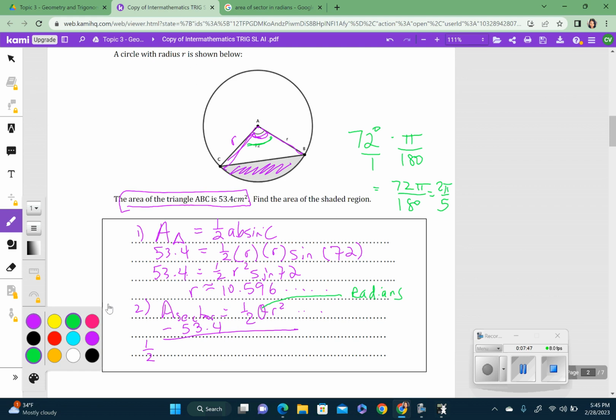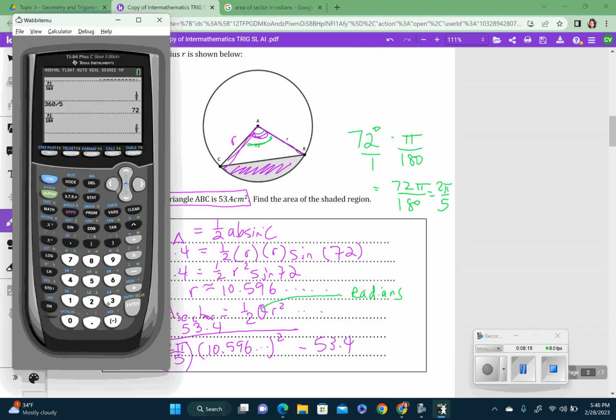So now let's go back over here, and I'm going to plug it in right here. So it's 1/2 times our theta, which is 2 pi over 5. And then our radius squared is going to be this number. So it's going to be times 10.596, all of this squared. And then you're going to subtract 53.4. Watch how I do this on the calculator, because remember, you're not going to take that value for x that we got and round it, okay? So this is not going to be like, oh, it's about 10.6. No, we're going to go ahead and take this whole thing and type it in exactly as it is.